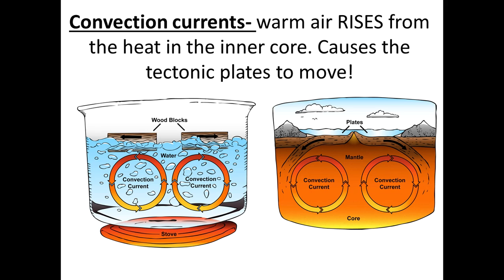Convection currents. Know that word, convection. Warm air rises from the heat in the inner core, causes tectonic plates to move. So we see convection currents inside of the Earth, outside of the Earth, in our houses, in our cars. Anytime you have warm air rising and cool air sinking, we're looking at convection currents.